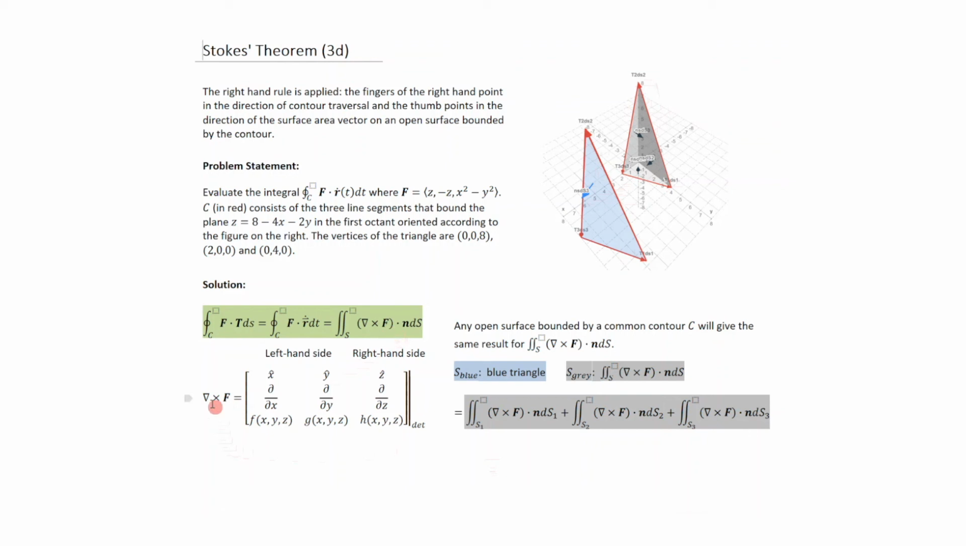You just need to compute the curl. So the curl basically would take on this form. You're just taking the determinant of this to determine what the curl of the vector field is. So this is more or less, in a nutshell, how to apply the Stokes theorem.